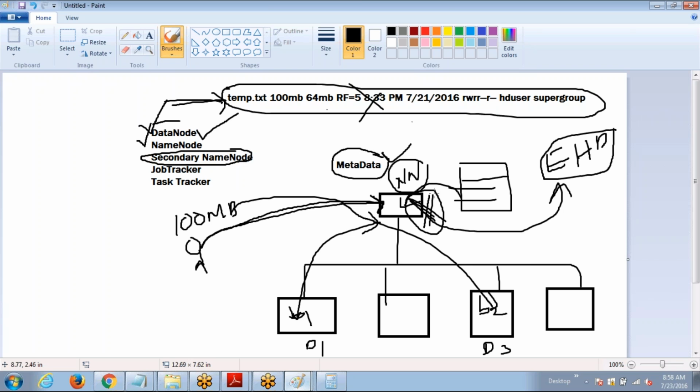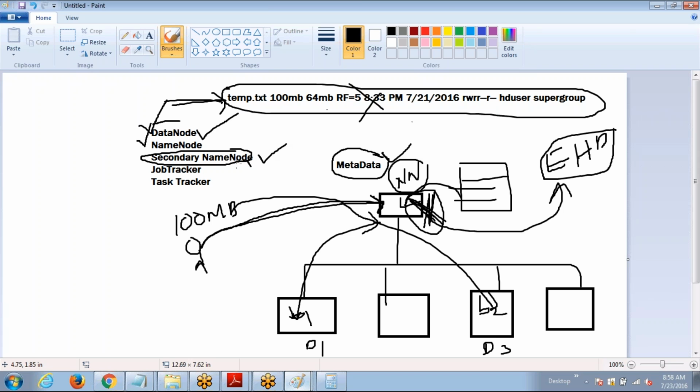Whenever your name node crashes, you have to recover your data, whatever is there in the secondary name node. That is the reason we always make one copy of your metadata in your secondary name node also. It's not completely 100% backup, but think that the secondary name node is also a master node, which is going to act as a backup for your primary name node. So you can recover the metadata whenever your name node has crashed. That is the secondary name node daemon.